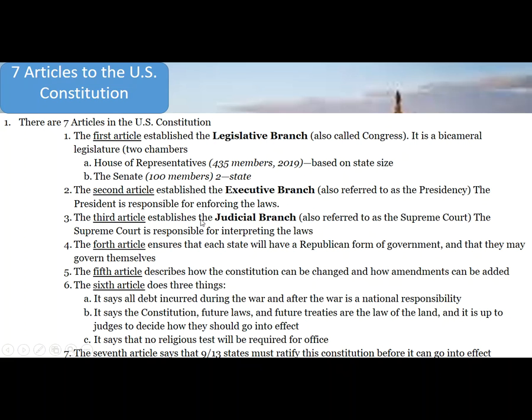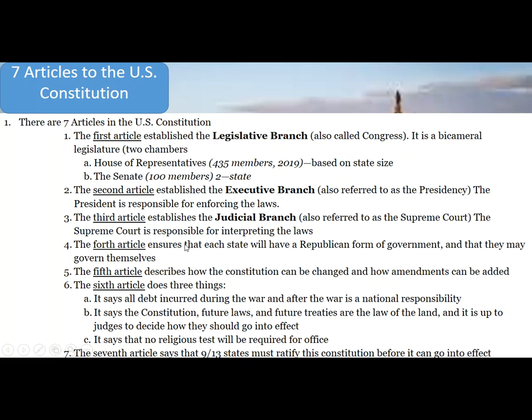And the third article, very small, establishes the judicial branch. The Supreme Court is responsible for interpreting the laws. And the Constitution doesn't say much about the judicial branch. It does set the rules for how other courts, however, can be established under the Supreme Court.